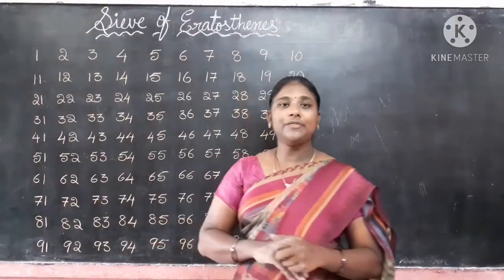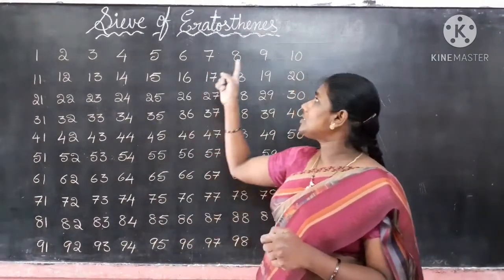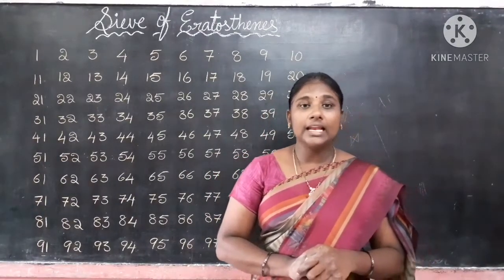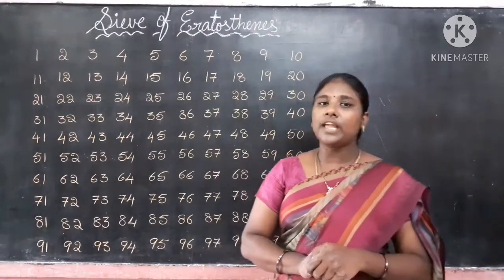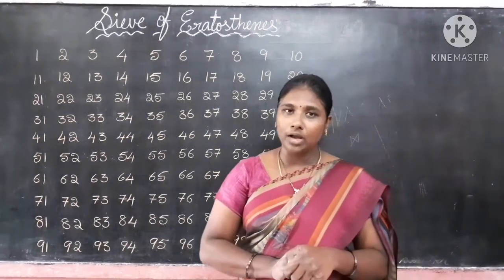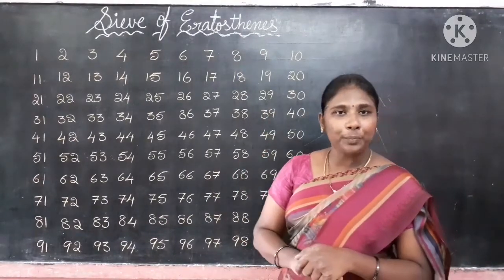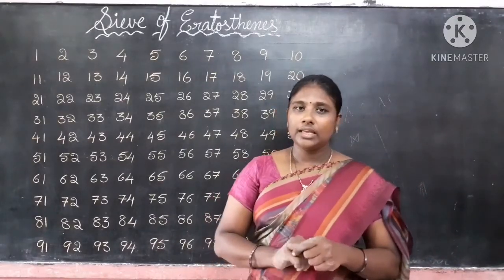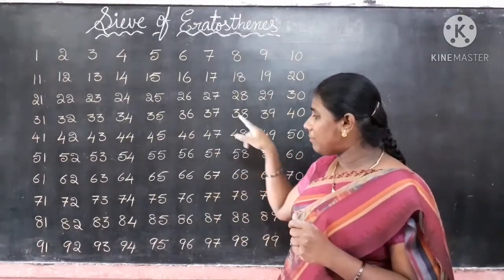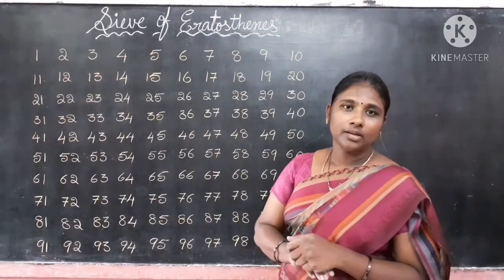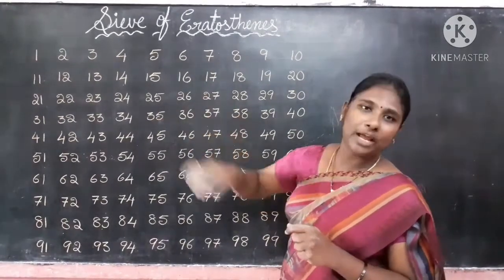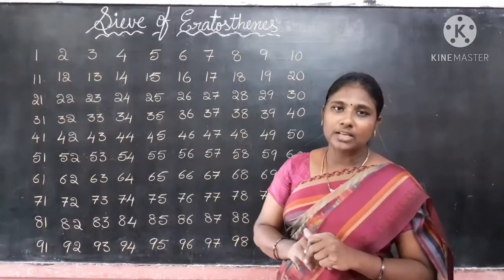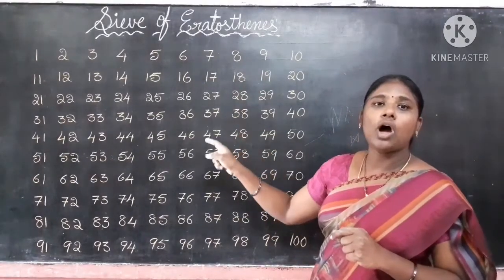Next one is the Sieve of Eratosthenes. Eratosthenes is a Greek mathematician. He developed a method to find prime numbers by removing the numbers which are not prime. He developed a method to find the prime numbers between 1 and 100 by removing those which are not prime, and what remains are the prime numbers. That method is called the Sieve of Eratosthenes.